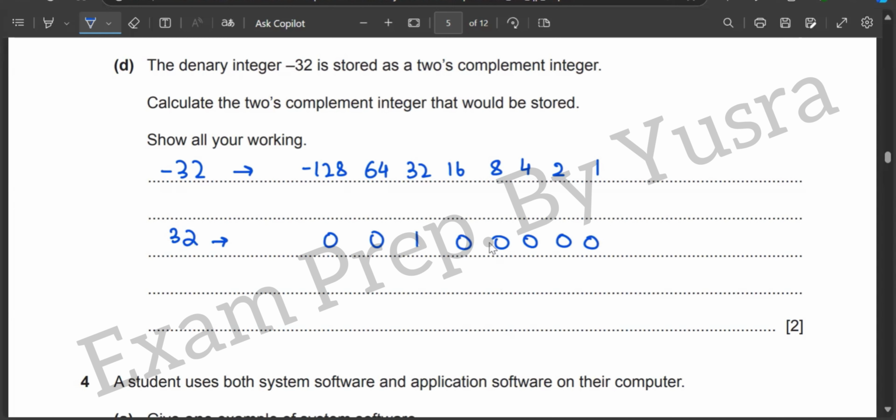Now, the method for writing 2's complement is that we start from the right-hand side. We see the first 1, which is at this point. We write this 1 as it is, and all the numbers that come after this would be inverted. Means 0 would be written as 1, and this 0 would also be written as 1. The numbers before the arrow remain the same. So our minus 32 written in binary would be 1, 1, 1, 0, 0, 0, 0, 0.